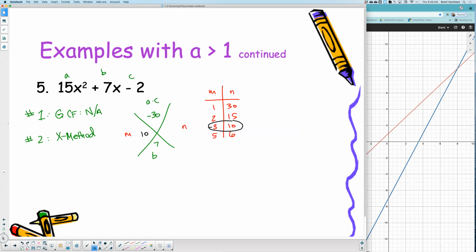10 minus 3. Good. You could say negative 3 plus 10. I've heard that, and that's fine. But I think it makes more sense to all students in the room if I write positive followed by negative. So we move on to step 3.